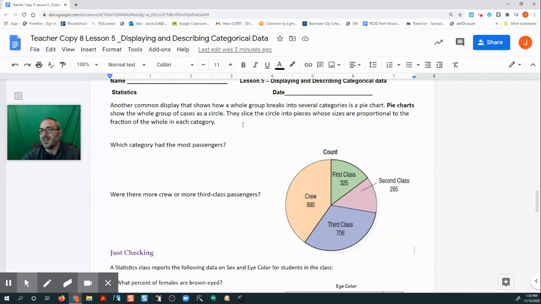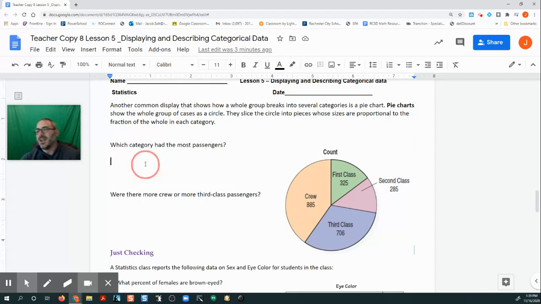And our third picture here is pie charts. Another common display that shows how a whole group breaks into several categories is a pie chart. A pie chart shows the whole group of cases as a circle, and then slices the circle into pieces whose sizes are proportional to the fraction of the whole in each category. So the crew is 40%. Look how this slice is nearly half of this pie, or this pizza, or this circle. This is a 40% slice.